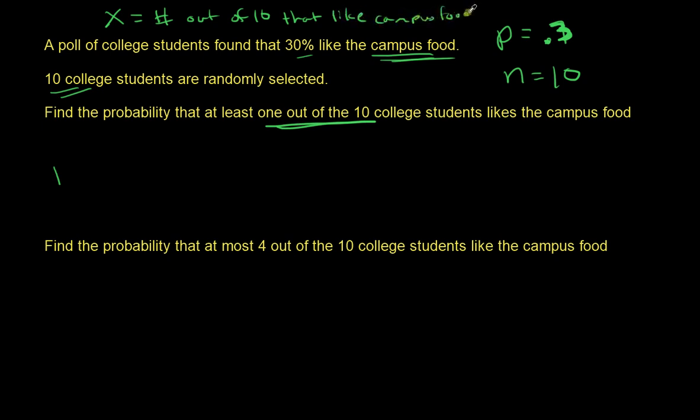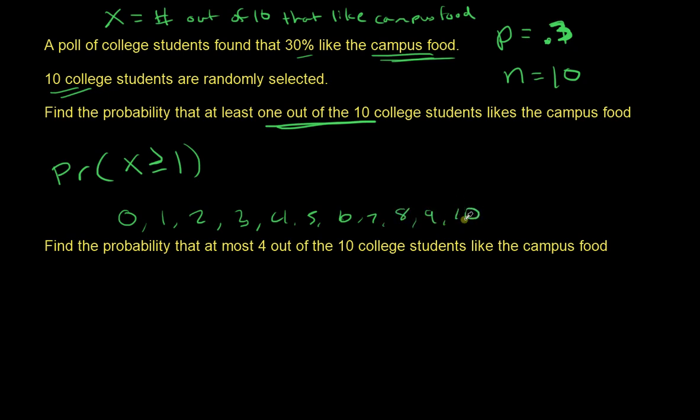So the probability x equals, no, not equals, at least 1. So that means greater than or equal to 1, right? Remember, either 0 people like campus food, 1 person likes campus food, 2, 3, 4, 5, 6, 7, 8, 9, or 10 out of 10 like campus food. So at least 1 means 1 or more, right?